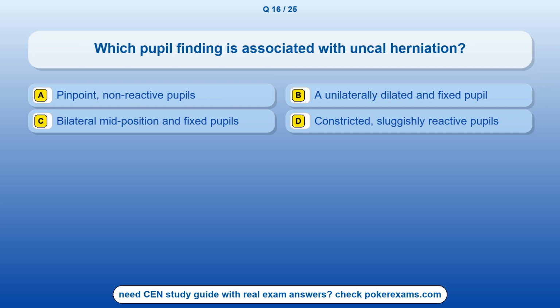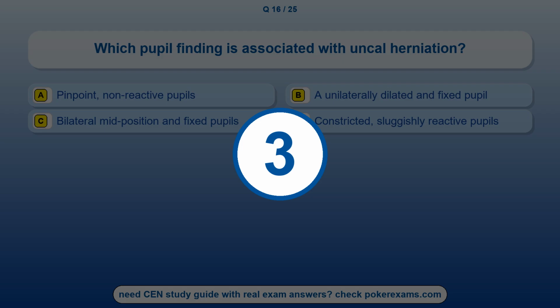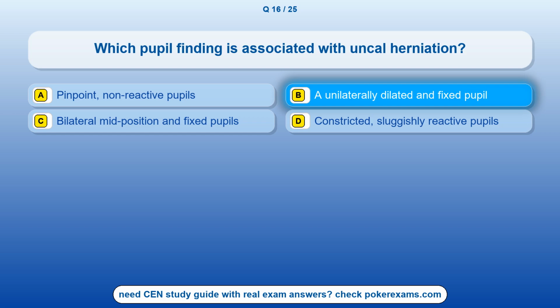Question 16. Which pupil finding is associated with uncal herniation? Option A, pinpoint, non-reactive pupils. Option B, a unilaterally dilated and fixed pupil. Option C, bilateral mid-position and fixed pupils. Option D, constricted, sluggishly reactive pupils. The correct answer is option B. A unilaterally dilated and fixed pupil.